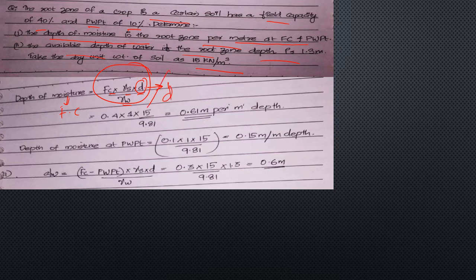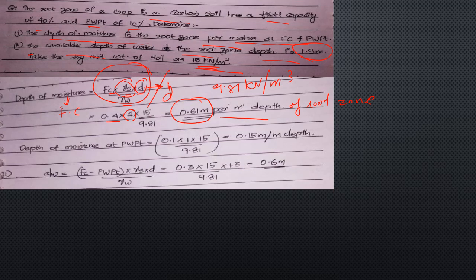Therefore we are taking the value of FC as 0.4 and D equal to 1, then gamma S is given as 15 kilonewton per meter cube and gamma W is 9.81 kilonewton per meter cube. Solving that, we will get the value as 0.61 meter per meter depth of root zone. So that is asked in the question. Now the second part, the available depth of water, we have to find out if the root zone depth is given as 1.3 meter. For that simply substitute.